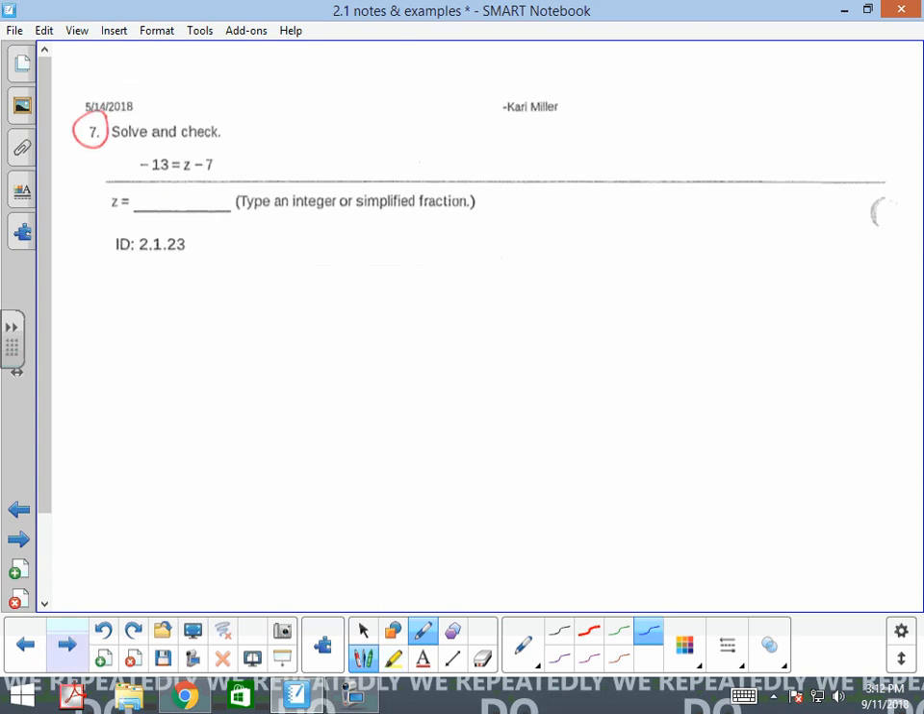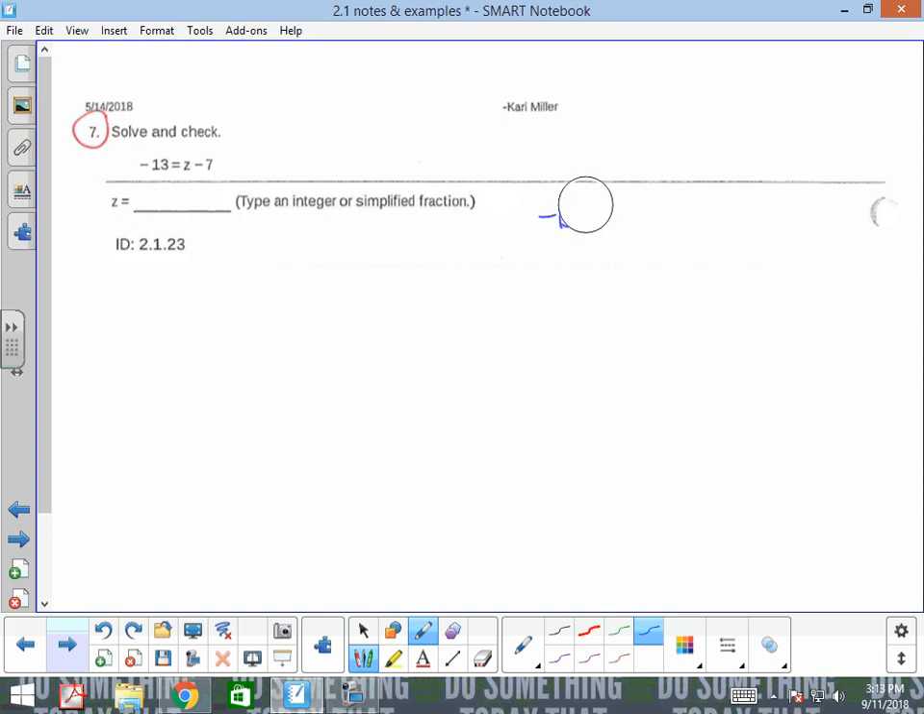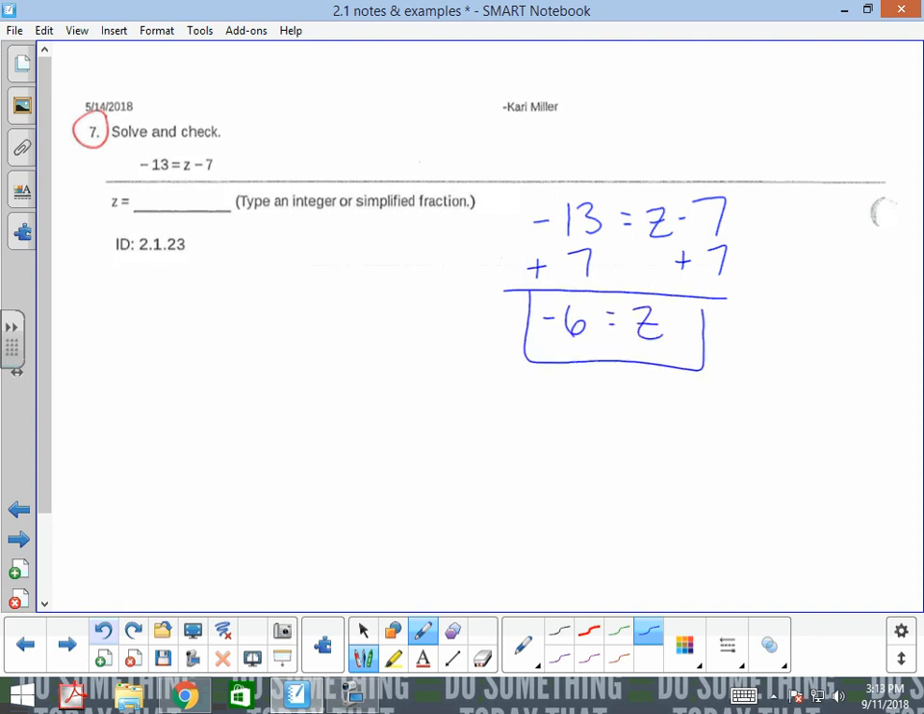Number 7, oops, negative 13 equals z minus 7. I always put a line through my z's to keep them looking like 2's. All right, so go to the variable side. Okay, it's on the right. And notice that we have subtracting 7, so I'm going to add 7 to both sides. So make sure you're showing what you're doing on both sides of these equations when you show your work. All right, number 7.